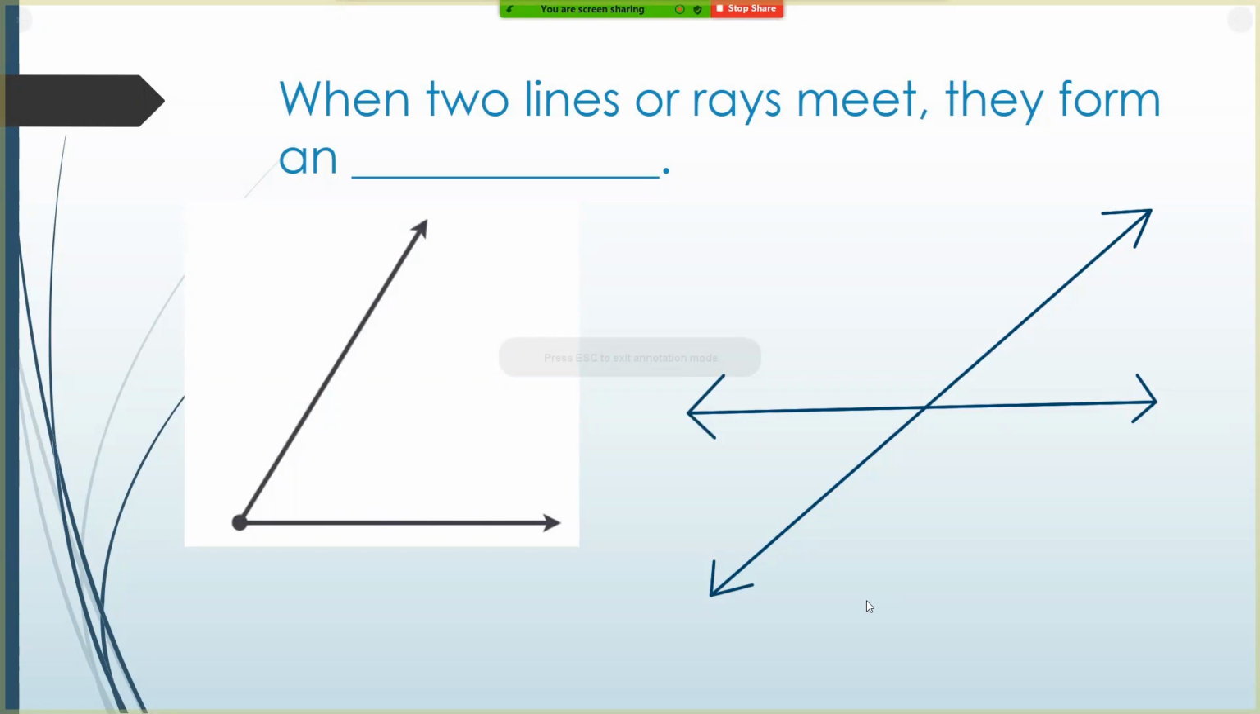There we go. So when 2 lines or rays meet, they form an angle. If it's 2 rays, these are 2 rays meeting, forming an angle. If you have lines that are meeting, there are 4 angles being created. There's 1 angle, 2 angles, 3 angles, 4 angles. We'll learn more about those later on.